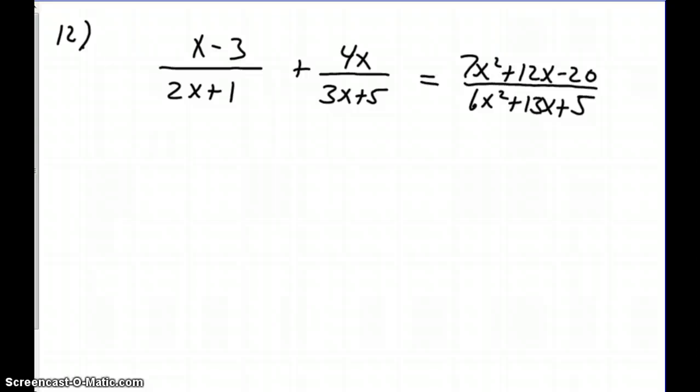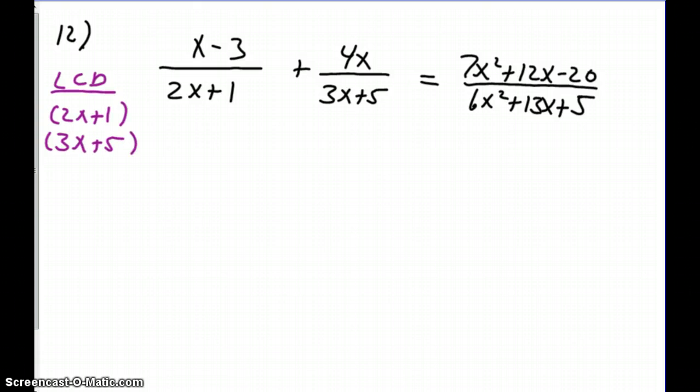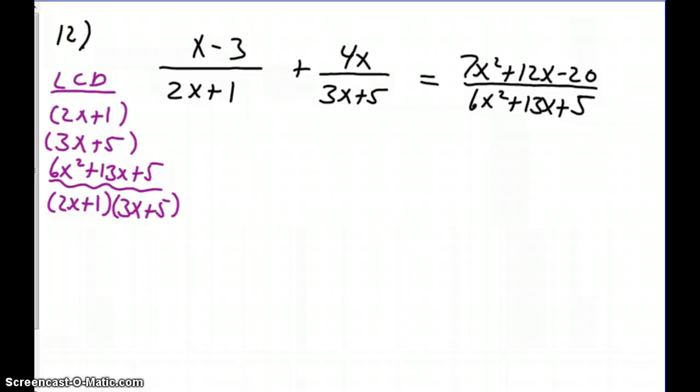On problem number 12, it's the same situation as the previous problem. You have to find the LCD. To do this, I have 2x plus 1, I have a 3x plus 5, and I have a 6x squared plus 13x plus 5. However, when you factor this, what do you get? 2x plus 1 times 3x plus 5. So that being the case, our LCD is going to become 2x plus 1 times 3x plus 5.